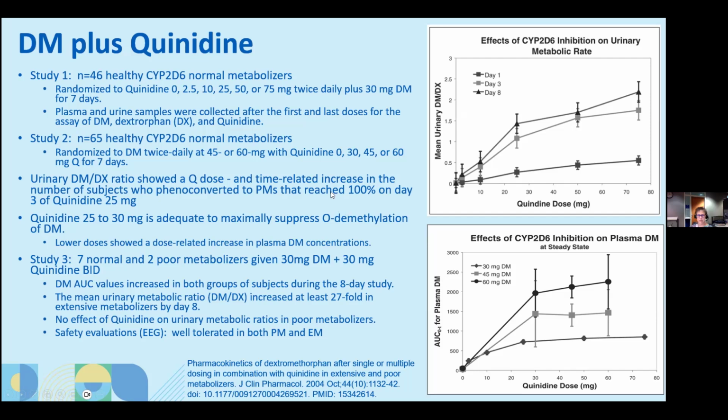What this study showed is that really you achieve maximal inhibition with quinidine doses around 25 to 30 milligrams. And typically that occurred around day 3 of dosing. They also had an arm in study 3 where they included some poor metabolizers that also received the quinidine and the dextromethorphan. And in this particular arm, they were really looking for safety evaluation, so they conducted some EEGs to make sure that the quinidine was tolerable, at least in the patient populations that were poor metabolizers.